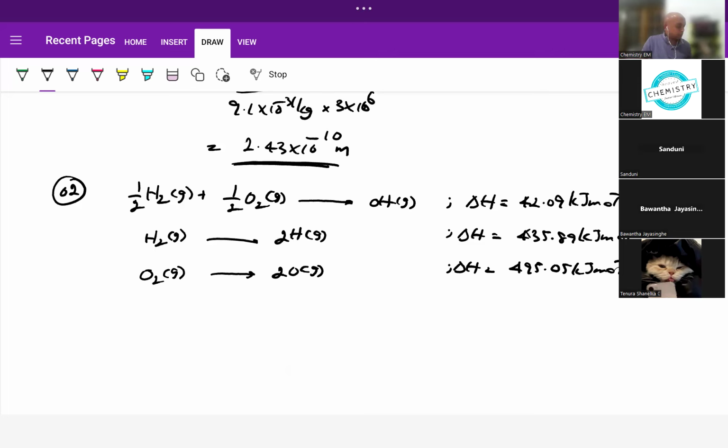Okay. Calculate the bond energy of the OH bond. Calculate the bond energy of the OH bond for the hydroxyl radical.